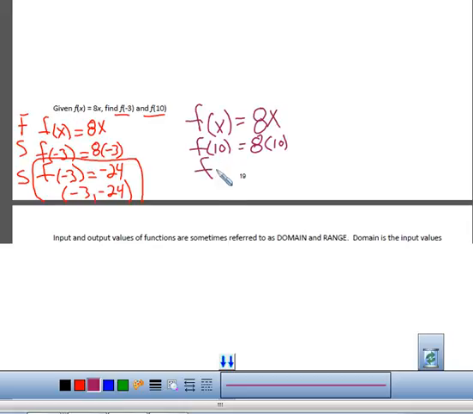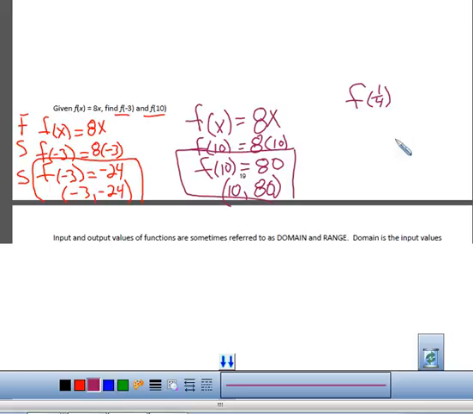And then when we have f of 10, we have 80, or the point (10, 80). There is your final answer. How about one more, just for fun? If anybody can do f of 1/4, I will award you a point on your scoreboard.